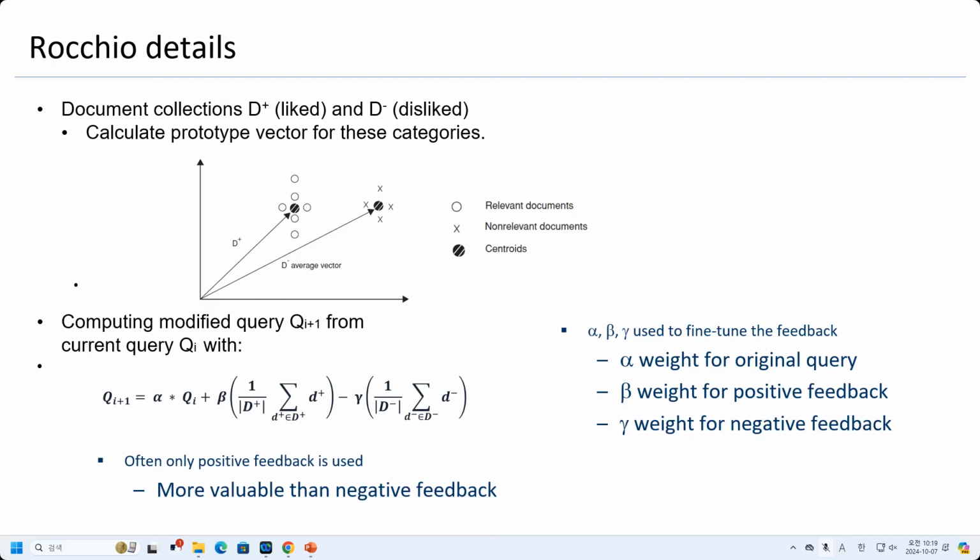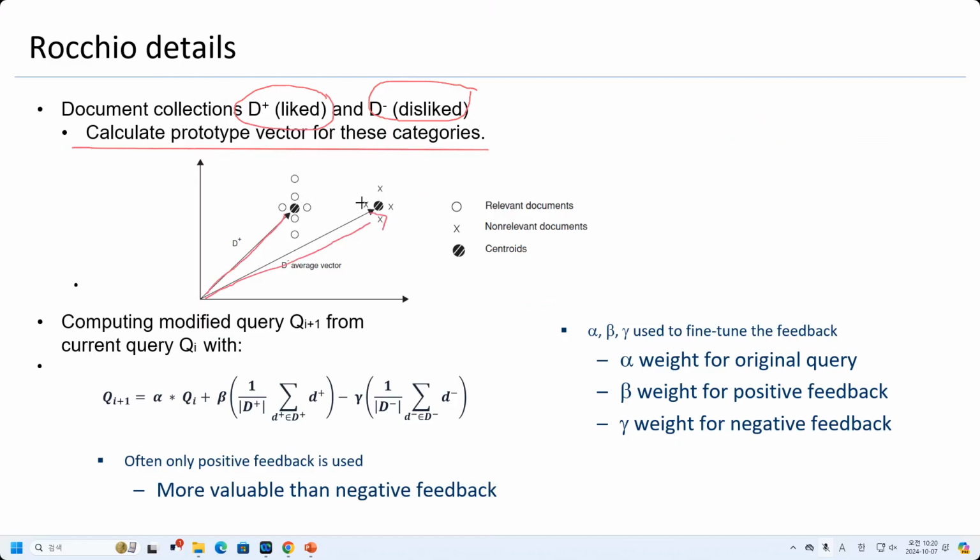We have a document D plus and D minus. D plus means the documents that the user likes, and D minus means the documents that the user dislikes. And we need to calculate the prototype factor for this category. You can calculate this using some methods like cosine similarity.